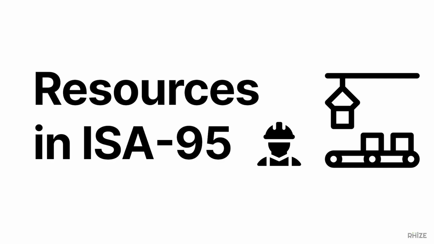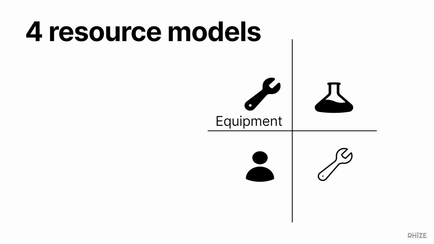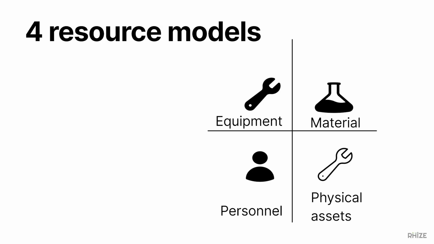ISA-95 has 4 resource models. The names probably provide a good hint of what they do. Equipment is what the firm uses to make things. Material is what is consumed or produced in the process. Personnel are the people who operate the equipment and handle the material. And physical assets are a bit more niche, so I'll just touch on those at the end.